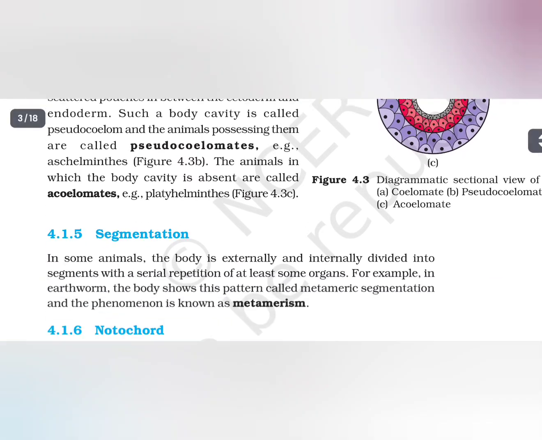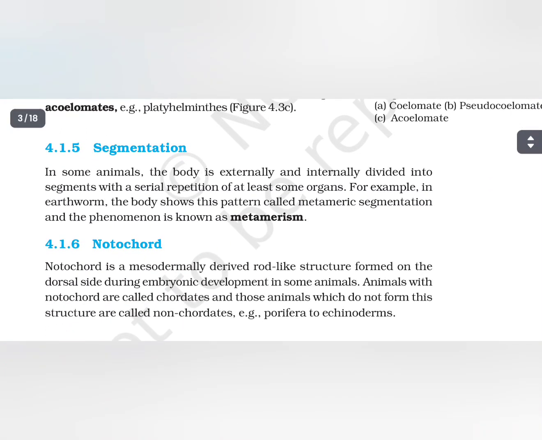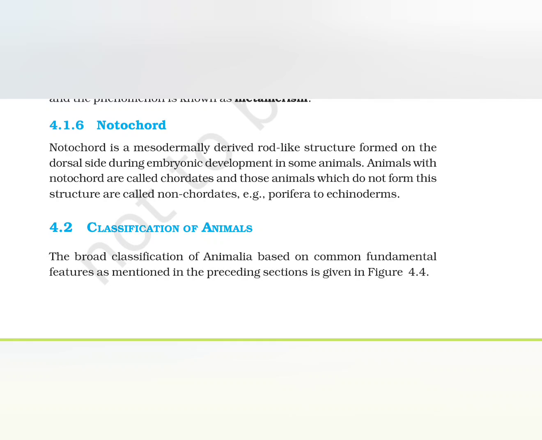Example: platyhelminths. Segmentation. In some animals, the body is externally and internally divided into segments with the serial repetition of at least some organs. For example, in earthworm, the body shows this pattern called metameric segmentation and the phenomenon is known as metamerism. Notochord.